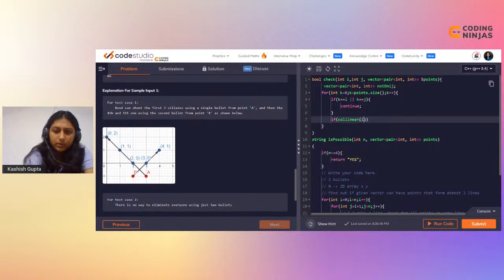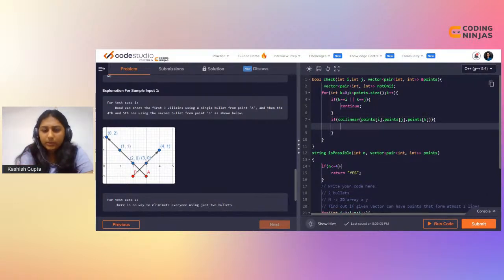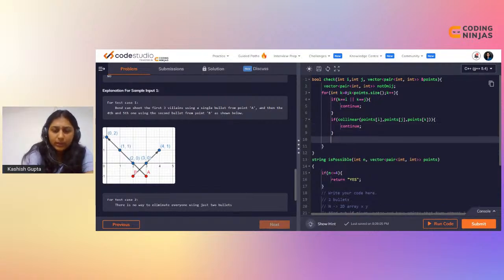What is collinear? Instead of ij, let's pass the points properly. So points at i, points at j, points at k. Check these three points. We don't have to pass the whole points vector there. So if this is collinear then continue. And if this is not, then it comes to the last: not on ij dot push back points at k.